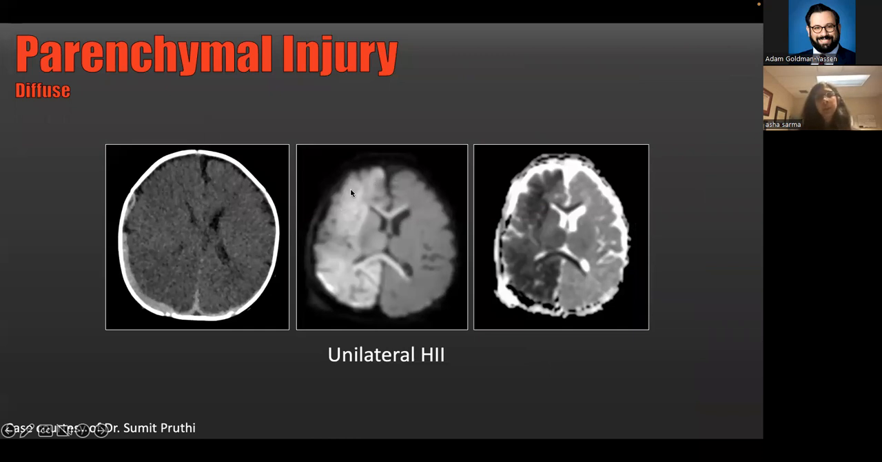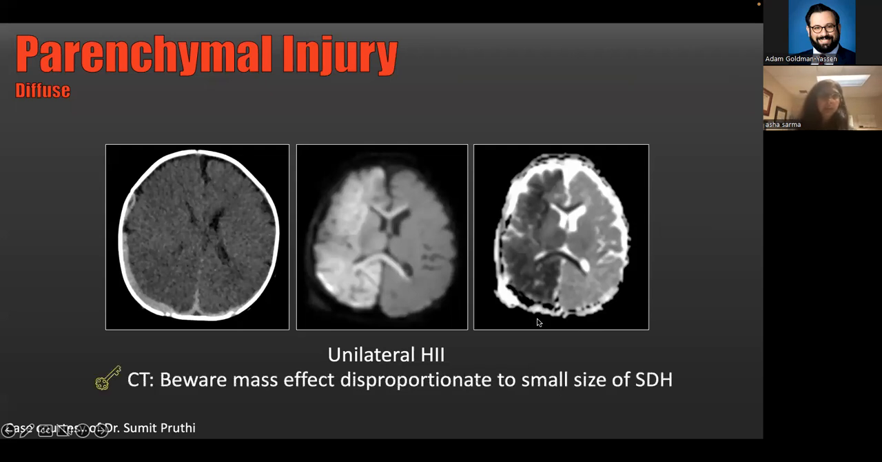So here on the DWI, you can see there was diffuse injury on that side, and probably some axonal injury, Wallerian degeneration type of injury, or seizure pattern involving the corpus callosum. And here's the corresponding ADC map.